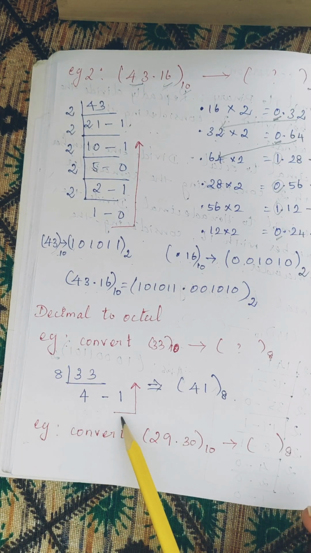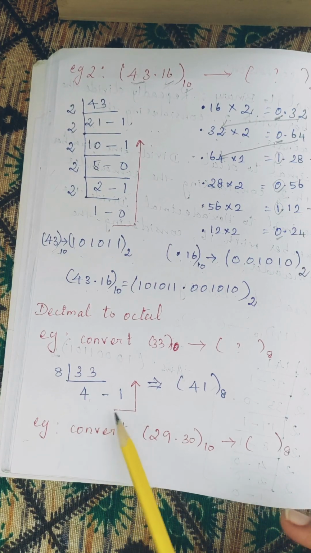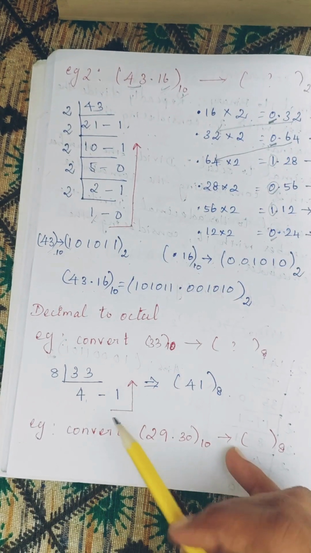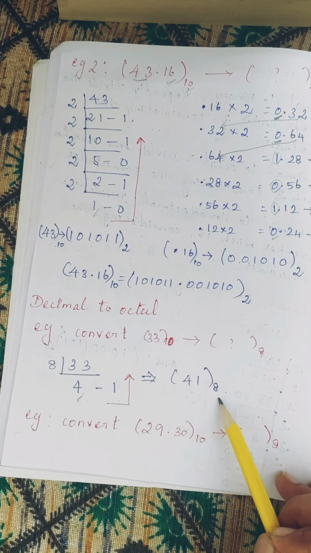So here we have to take from bottom to the top. So 4, 1. We have to consider this digit also. Okay, so 4, 1. 41 to the base 8.